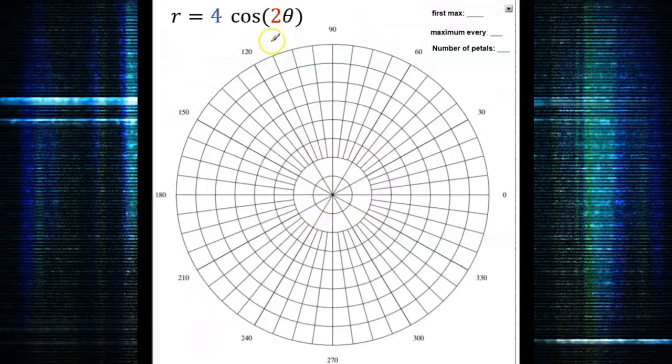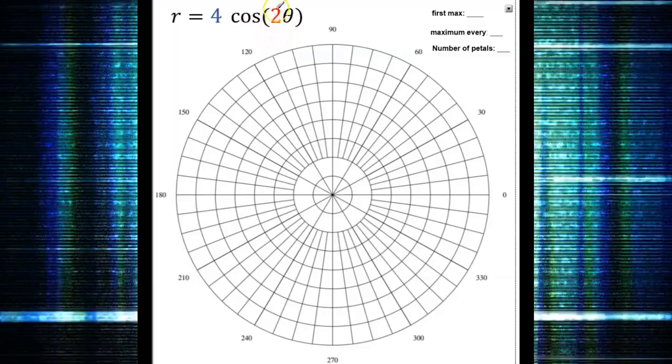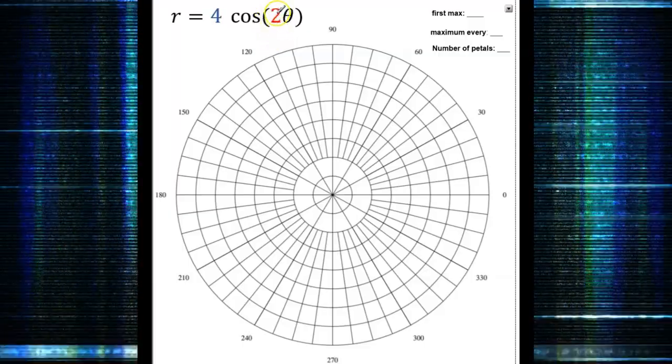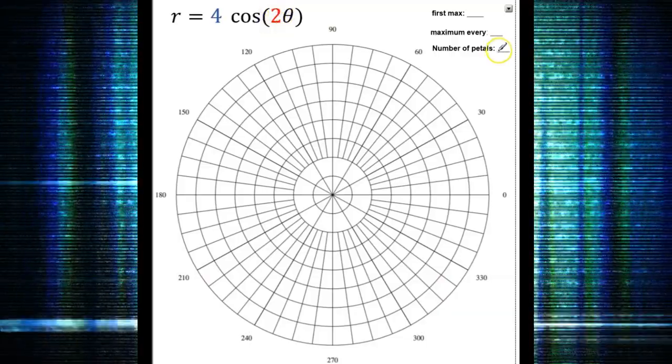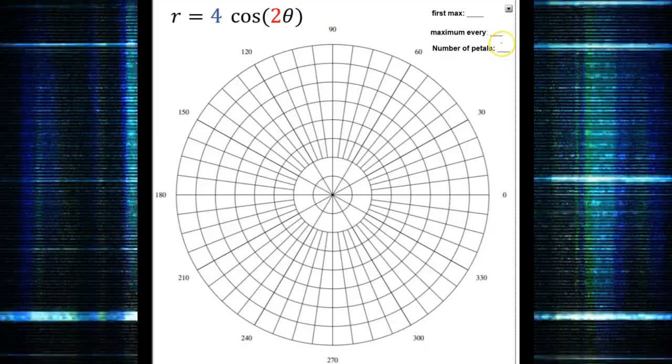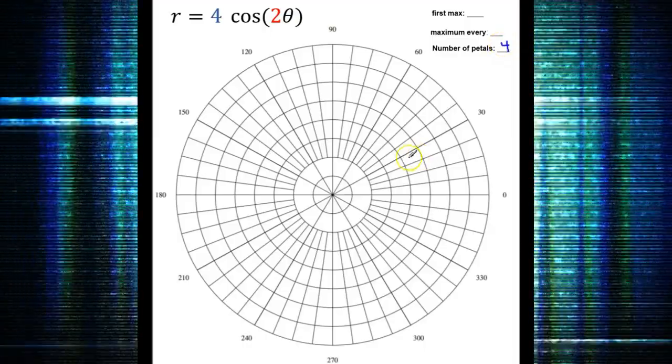So here's another example that we can graph. Notice that this time n is 2, which is an even number. So if it's even, multiply that number by 2. So 2 times 2, that's going to be 4. So we expect to have 4 petals.